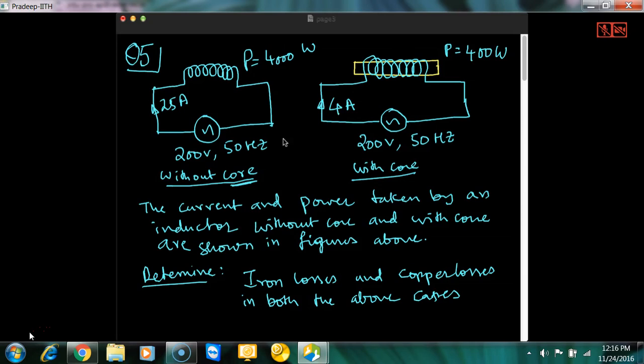But what is asked in the question? You can see the current and power without core and with core are shown in the figures above. Iron losses and copper losses in both the above we have to determine. So I'll wait for 5 minutes. In the meantime, you can work.